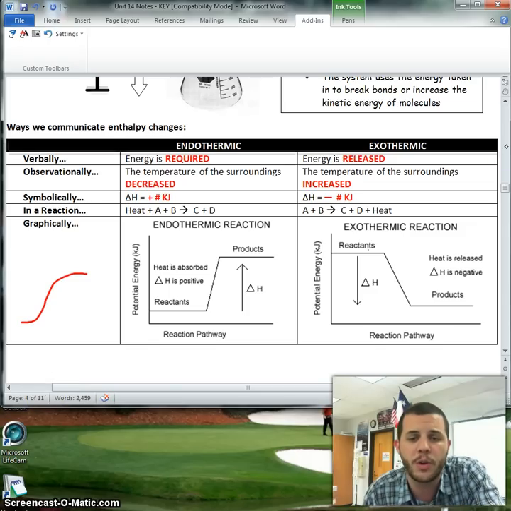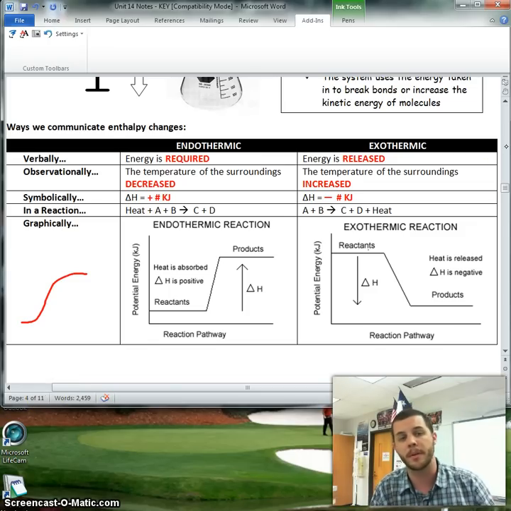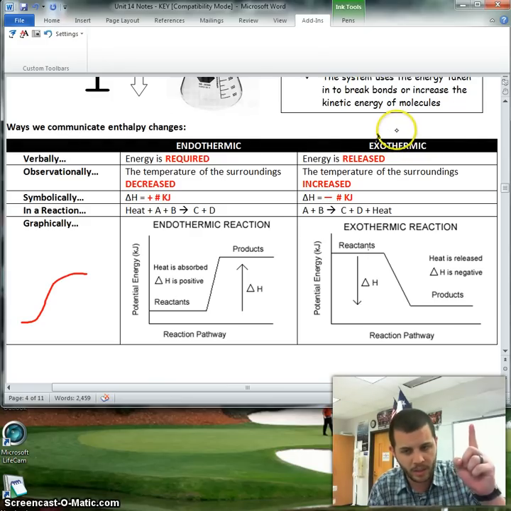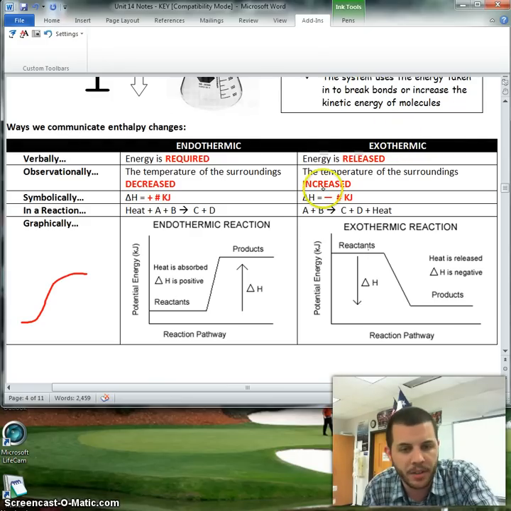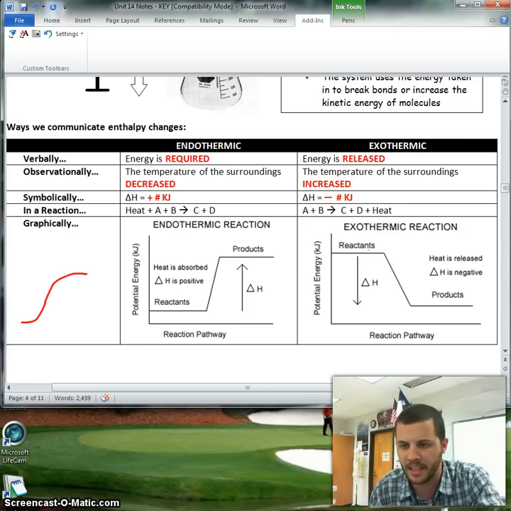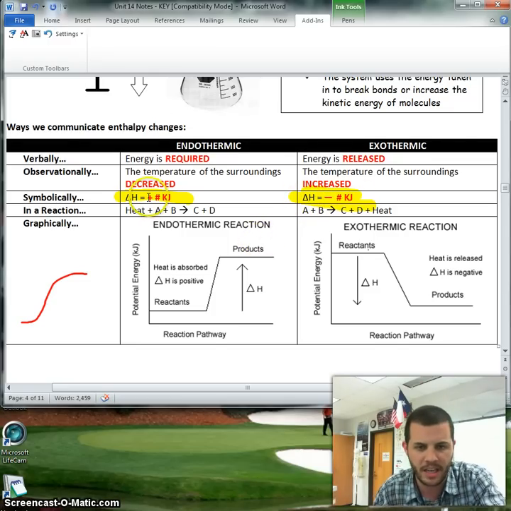To summarize, an exothermic reaction is going to be basically all the opposites of this. I know that energy is going to be released. The temperature of my surroundings is going to increase. My delta H, very important to remember the delta H. If I have a negative delta H, that tells me that it's exothermic. Okay, I would highlight this in your notes. Highlight this and highlight this. It's very important to understand that negative delta H is exothermic, positive delta H is endothermic.